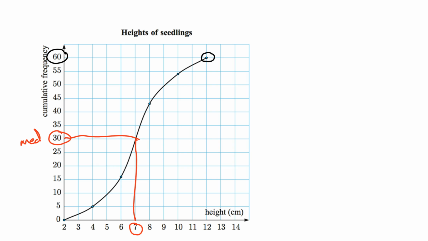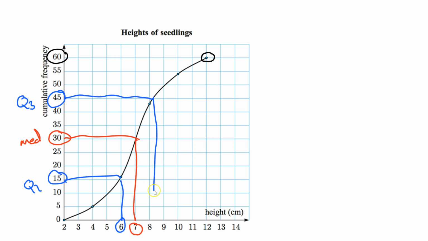Now, Q1 would be the lower quartile, the median of the bottom half, which, since that's 30, would be 15. For Q1, go across, go down, so it should be around 6, though my drawing is terrible. The upper quartile, or the median of the top half, would be between 60 and 30, so 45. That'd be Q3. You go across, go down, and then you just estimate. It looks like 8.4 or something.